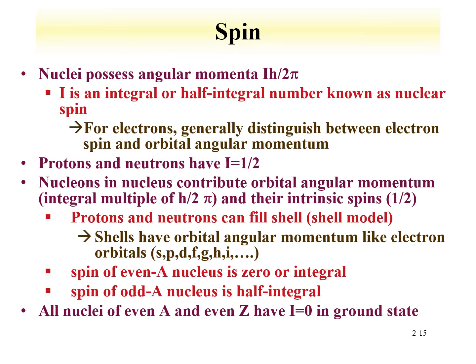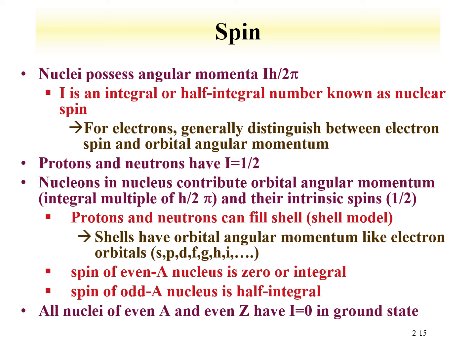All right, we're going to complete lecture 2 by reviewing some properties of the nucleus that you may already be familiar with. One is spin. We know that nuclei possess angular momenta that can be described through this term, where I is an integer or half-integral number. That's where your nuclear spin comes in. You've used this in NMR, where we want things with spin 1/2. Electrons generally distinguish between electron spin and orbital angular momentum. So what you may have learned about electron spin has correlations with neutron and proton spin. Like electrons, neutrons and protons have spin of 1/2, so it's a fundamental property.